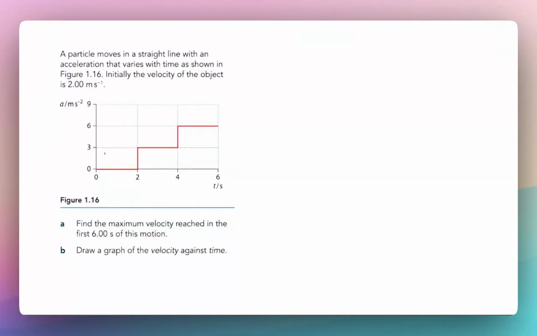Here is a very good problem where we are going to see how we can use an acceleration time graph to find velocities, things like that. The question says a particle moves in a straight line, so it's about motion in a straight line, with an acceleration that varies with time, right? So the acceleration is variable.